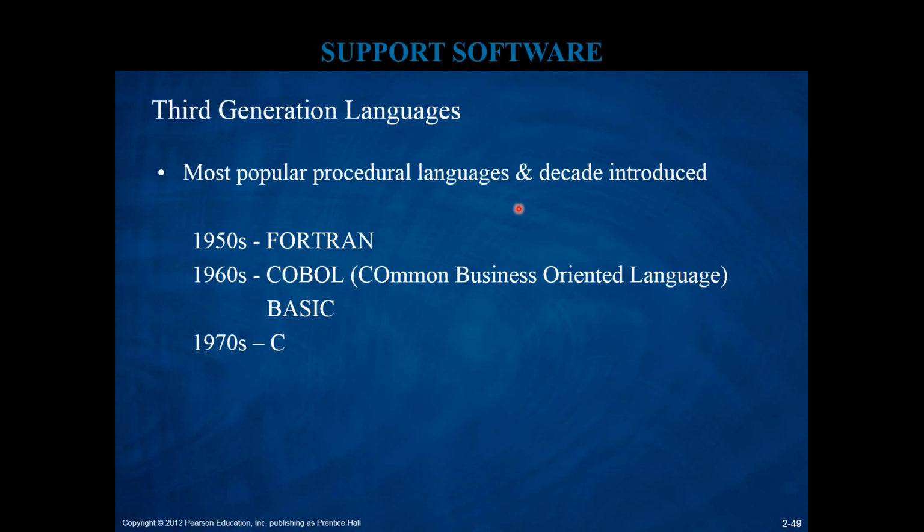Some examples of procedural third-generation languages were Fortran, COBOL, Common Business-Oriented Language, which was used in the business context for mainframes a lot, BASIC, which was one of the languages that many people started with, and then C. There is another language that was fairly popular in Europe and Asia, I think, but not as popular as in the United States. The language was called Pascal.